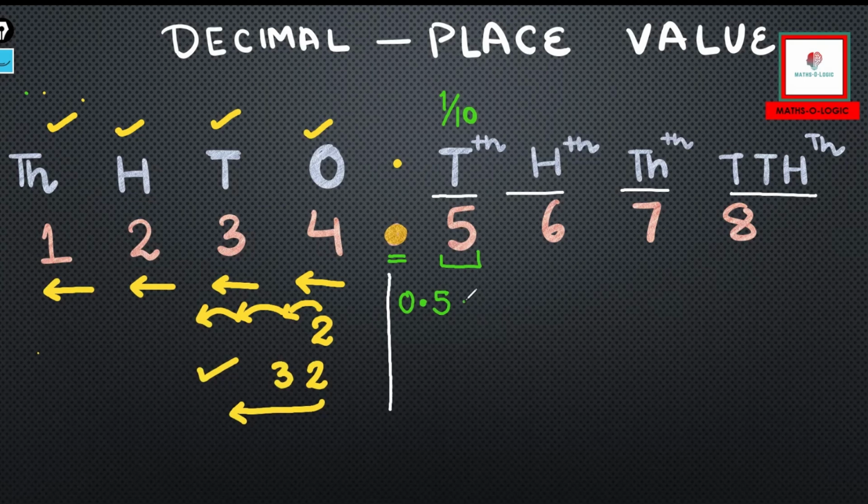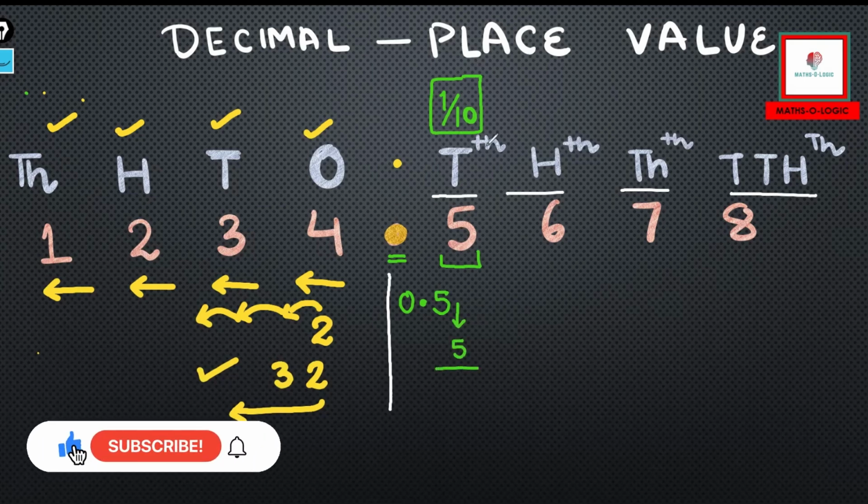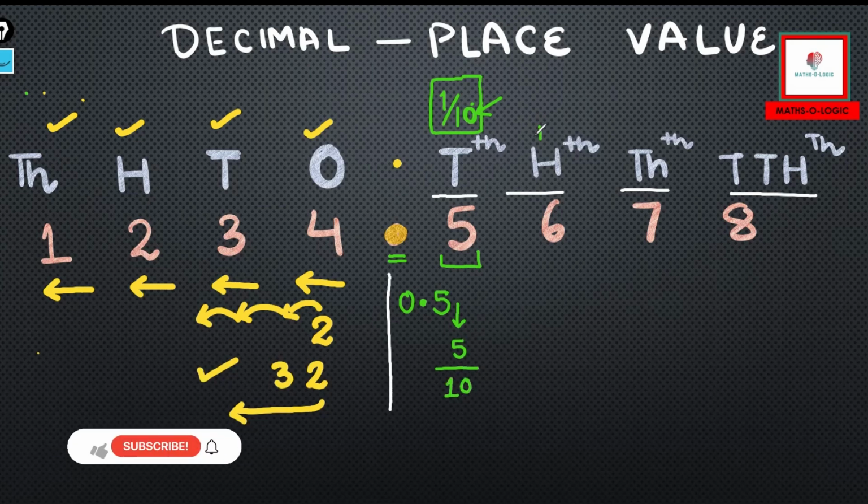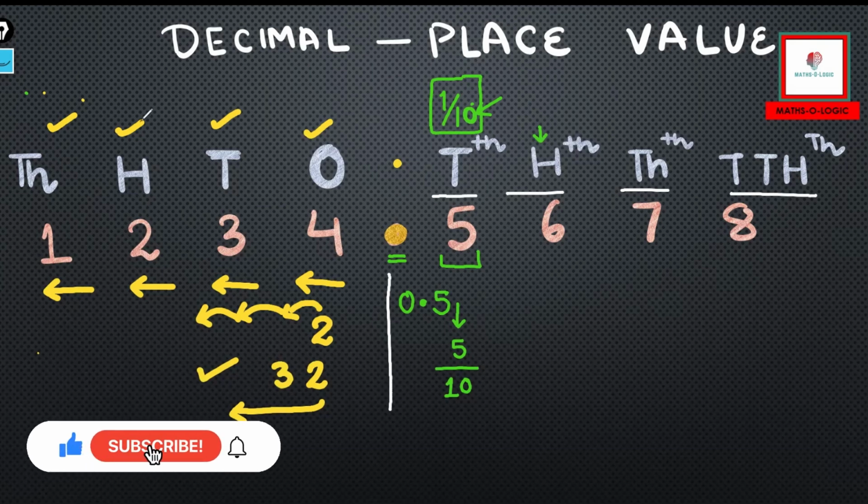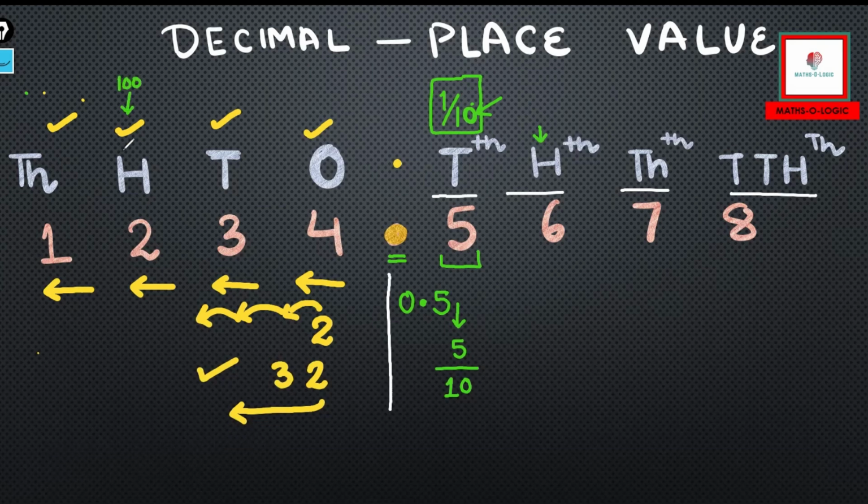0.5. But how am I going to write it in a fractional form? Since this is the 1/10, I'm going to write 5 as a number and use this 10 in its denominator. So this becomes 5/10. Now let's see what this is. This is the 100th value. So here we write the 100 value. Now we will write 1/100 after the decimal. How can we write this 6? I have 6 here in the numerator and I'll add this 100 in the denominator.